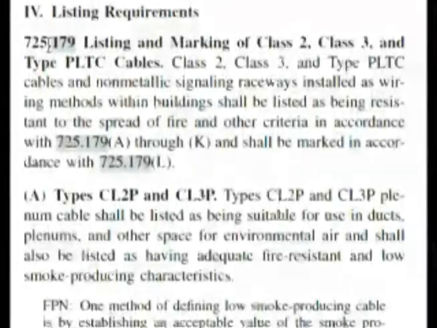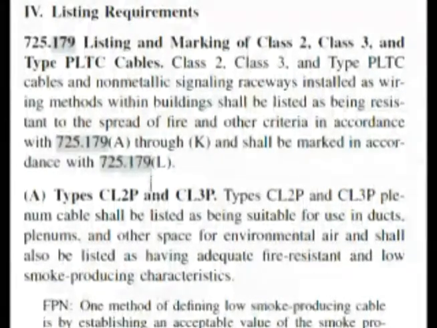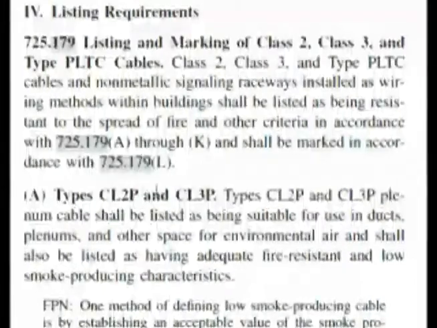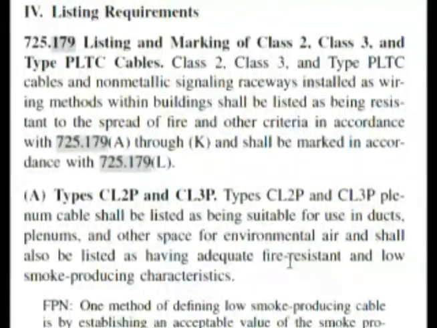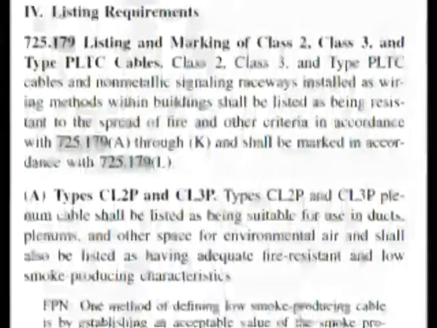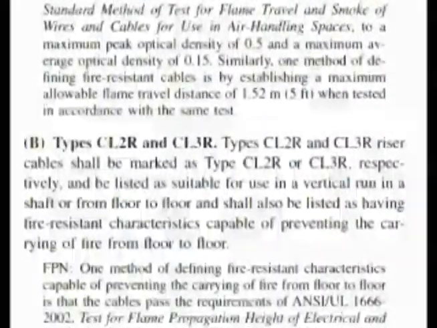So we're back at 725 Part IV, listing requirements. Now if you look at this, these were two types of cables listed in our answer, and it said these shall be listed as being suitable for use in ducts, plenums, and other spaces, but the one that we're looking for has the exception. It's suitable for general purpose with the exception of those. So we know that those types of cables, it's not correct. So we're going to have to go down a little bit.